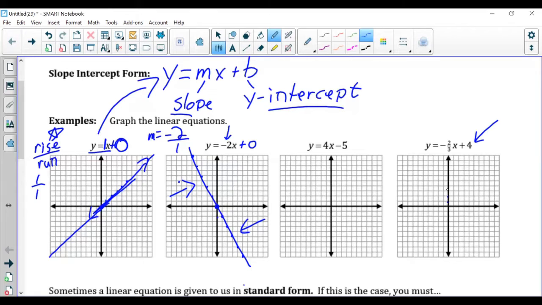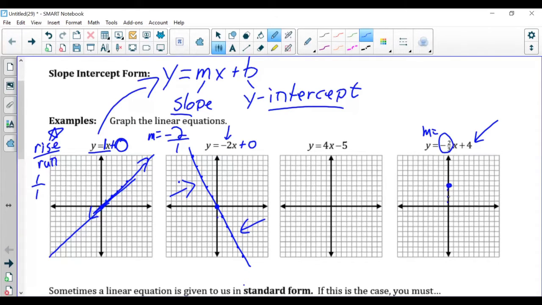1, 2, 3, 4. So that is our starting point. Our slope is negative 2/3. Remember, negative says move down and to the right or move up and to the left. So I'm going to start here and I'm going to go down and to the right. So down 2, remember rise over run.